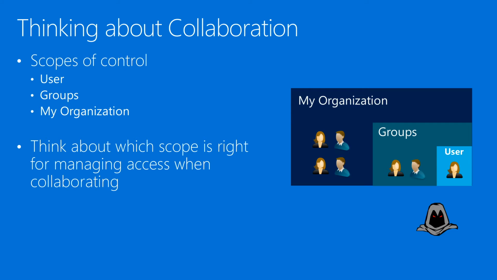That's my scope. And the key thing here is just think about what the scope should be when you want to manage that access. And we'll talk about what that actually means, but that's what collaboration security is all about, right? What is the right scoping of this? How do I control that? What are the right group memberships?